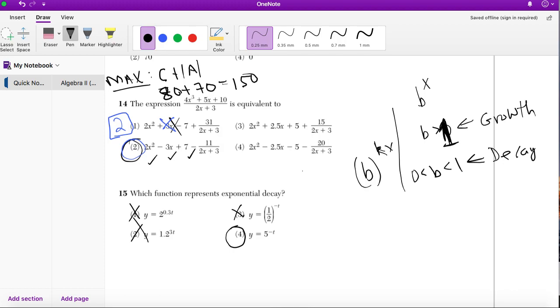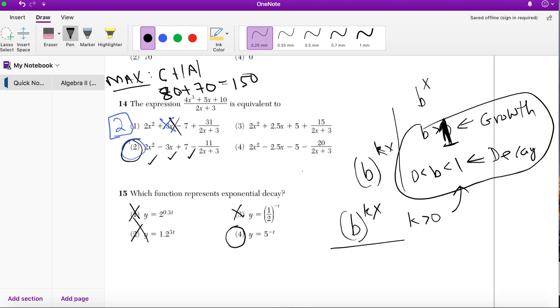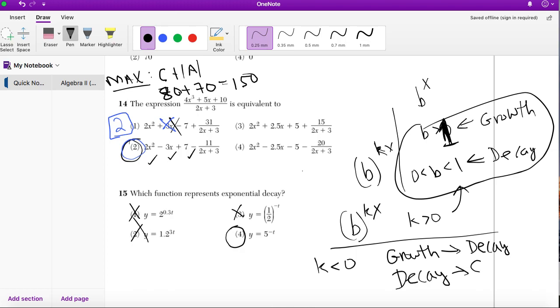But if you have a number in front, for b to a number times x power, if k is more than 0, the rules stay the same. However, if you raise to a negative exponent, the rules are reversed. Growth changes to decay, and decay changes to growth, because the powers are reversed. So 1/2 raised to the negative t was decay, so it becomes growth. 5 to the negative t becomes decay because it was initially growth.